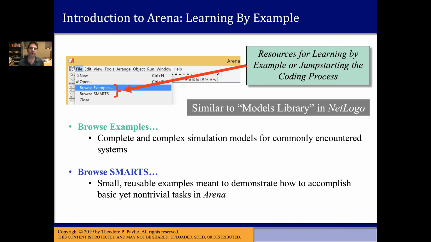Now, if you're looking for small units that you might be able to reuse, like how do I open a file in Arena? How do I iterate through something in Arena? Those sorts of things. Then instead go to Browse Smarts, and you'll find in there small little units of code that may, if not tell you what to do, allow you to copy and paste these little chunks that you might be able to make direct use of in your model.